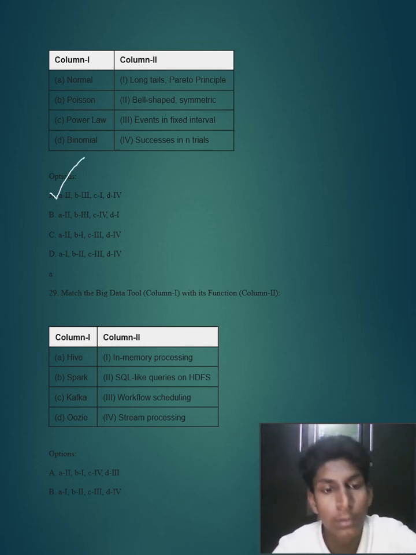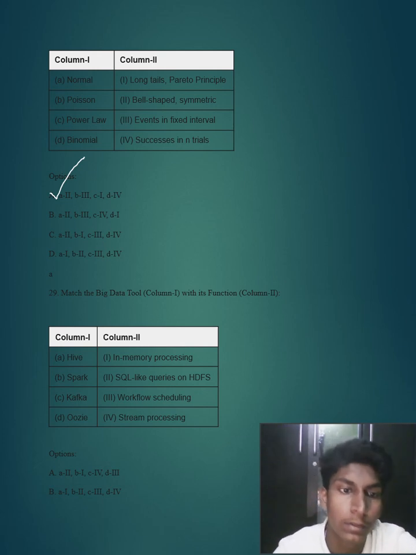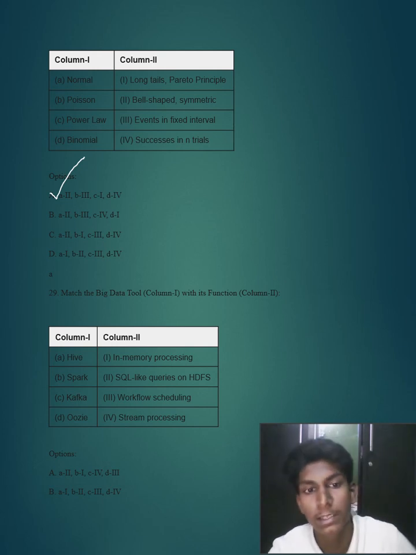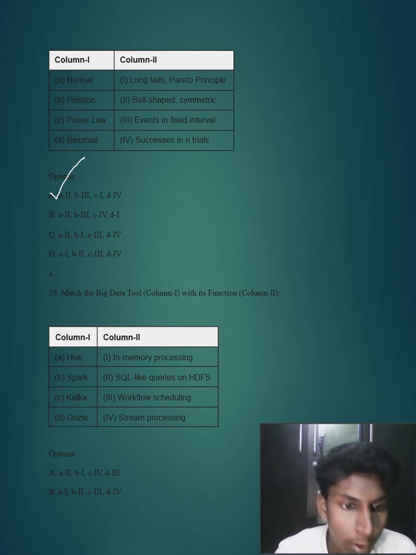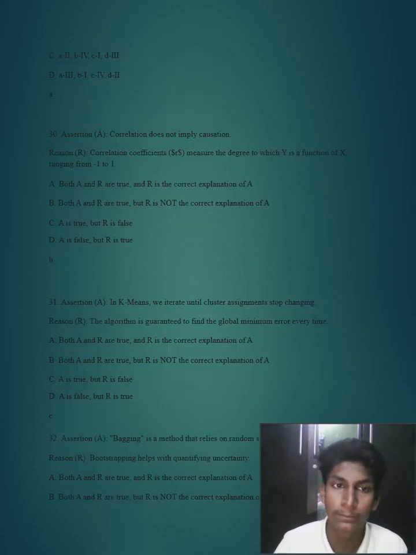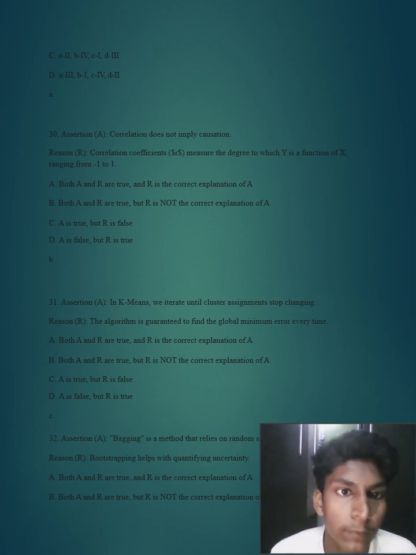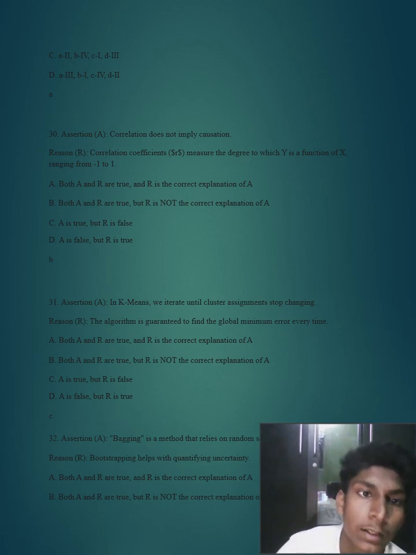Question number 25, we also have one more match the column. In column 1, we have Hive, Spark, Kafka, Oozie. In-memory processing, SQL queries on HDFS, workflow scheduling, streaming process. Options are A2, B1, C4, D3; A1, B2, C3, D4; A2, B4, C1, D3; A3, B1, C4, and D2. So the correct option is option A.